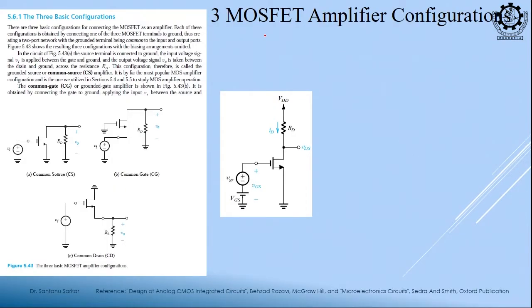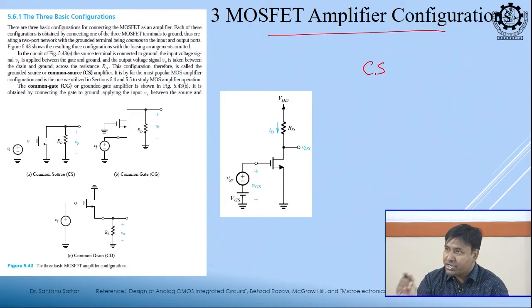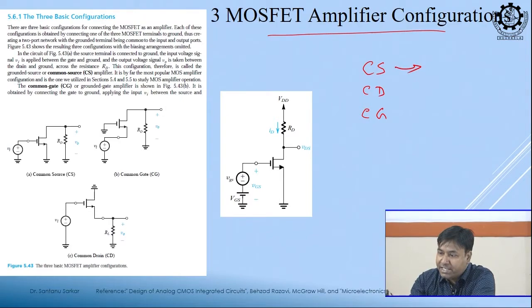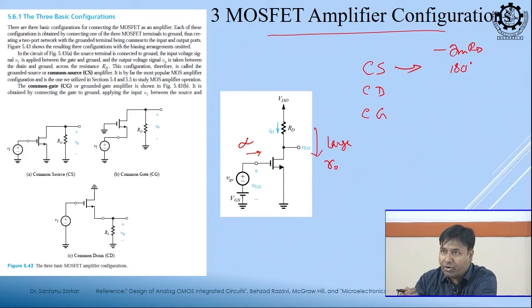Next is our 3 MOSFET configurations. The 3 configurations we all know: one is common source that we just have studied, another is common drain and another is common gate. So, what you know about common source? Its gain is roughly gm RD. It has a 180 degree out of phase relationship. What is the input impedance of the common source stage? Infinite. What is the output impedance? Moderate to large, because it is ro.